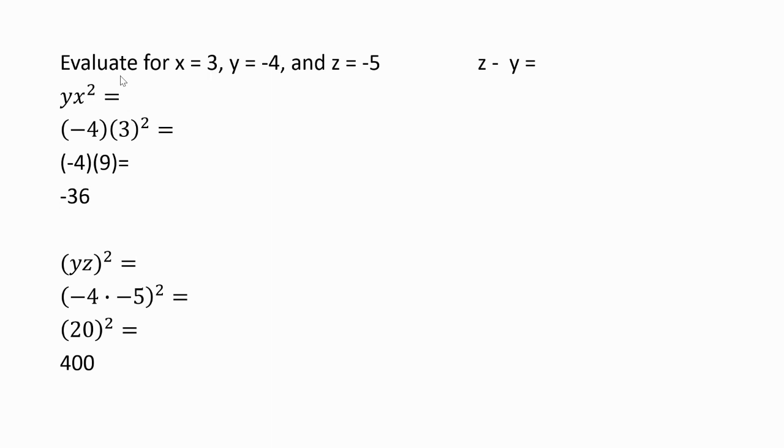Z minus y. So now we got to be very careful with this, because when we substitute, that negative right here stays there, and this y turns into a negative 4. So you can see that. Add the opposite. And there you go, negative 1.